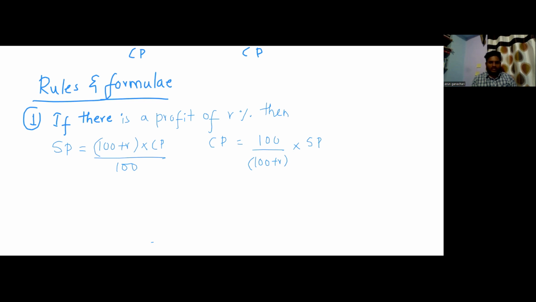If there is a loss, instead of profit, write it as loss. If there is a loss of R percentage, then SP is equal to 100 minus R into CP divided by 100. The only thing which will change here is minus: 100 minus R. This is rule number 2. If there is a loss of R percentage, then SP is equal to 100 minus R into CP divided by 100. CP is equal to 100 upon 100 minus R into SP.